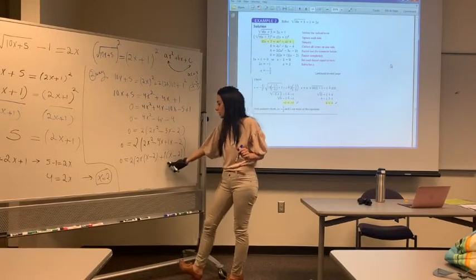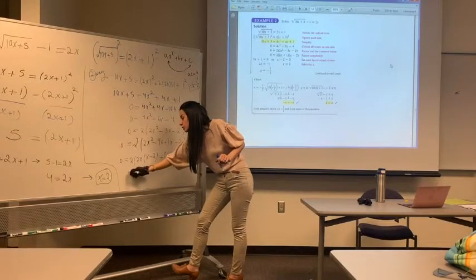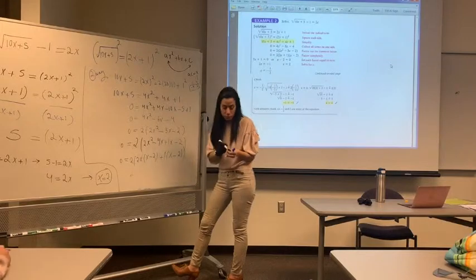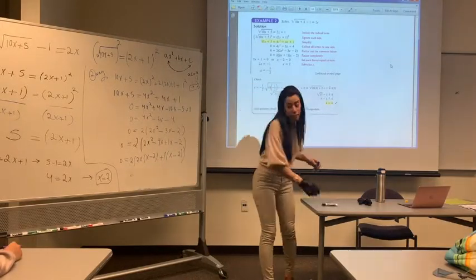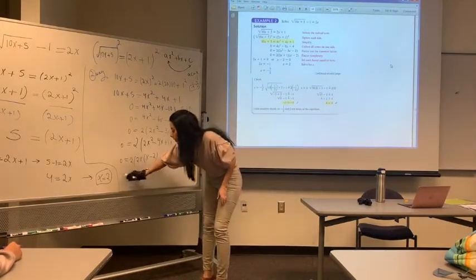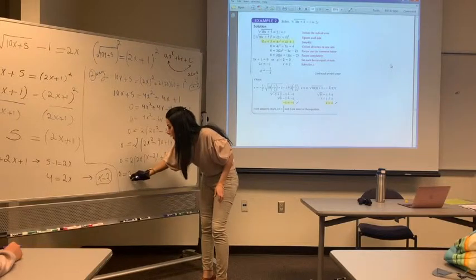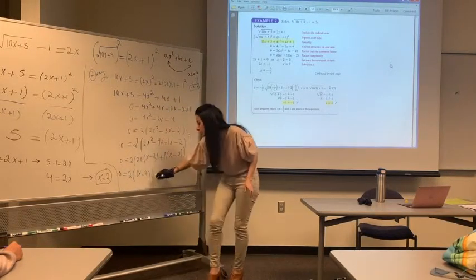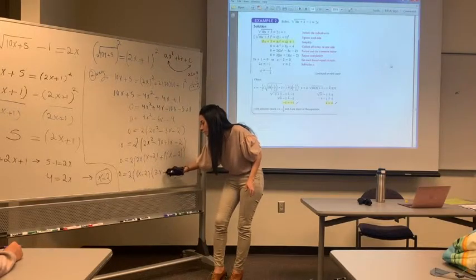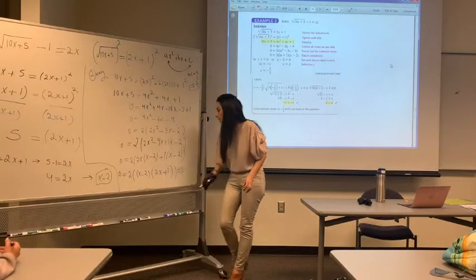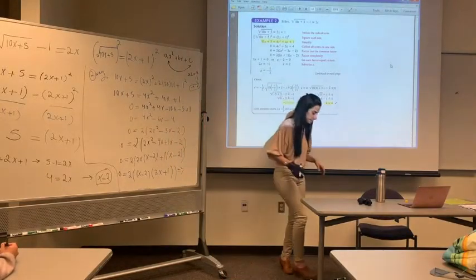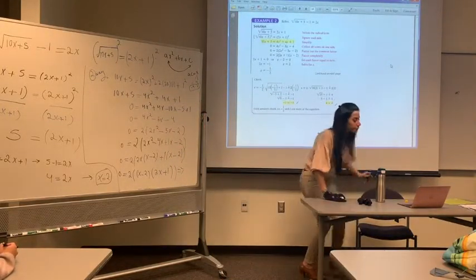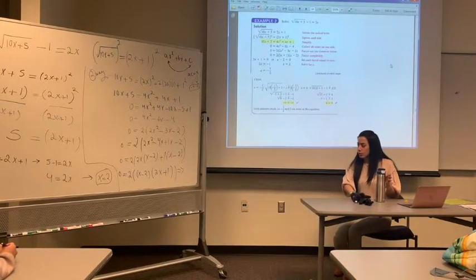Okay, so what is common between these two? x minus 2. x minus 2. So keep this 2 outside. x minus 2 multiplies to 2x plus 1.